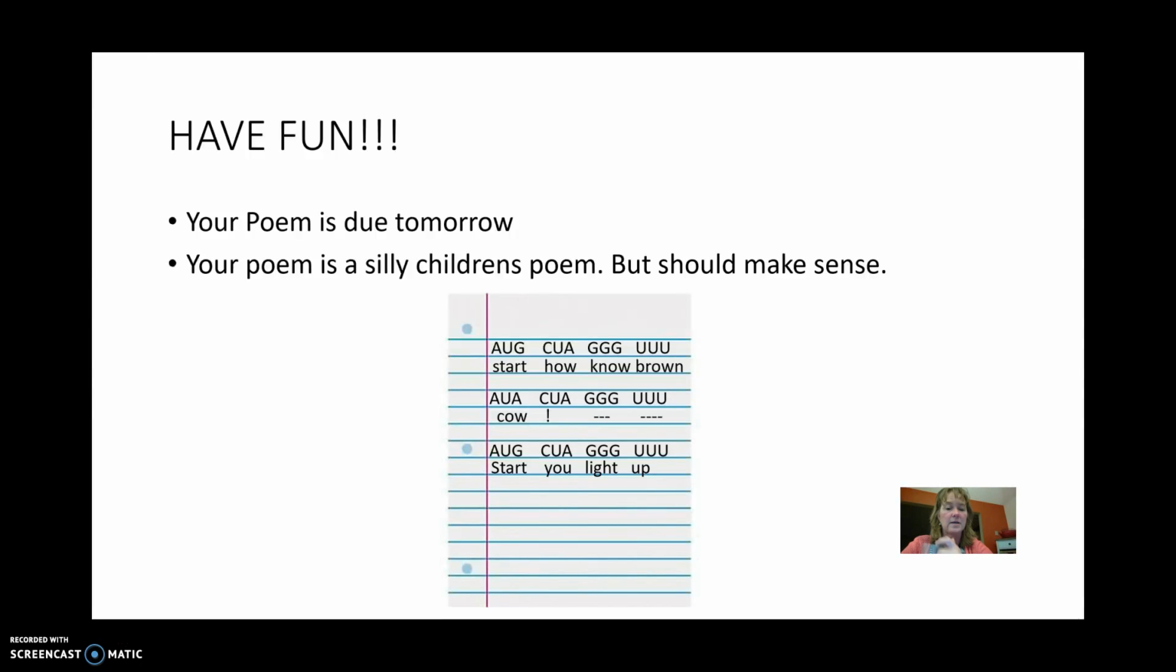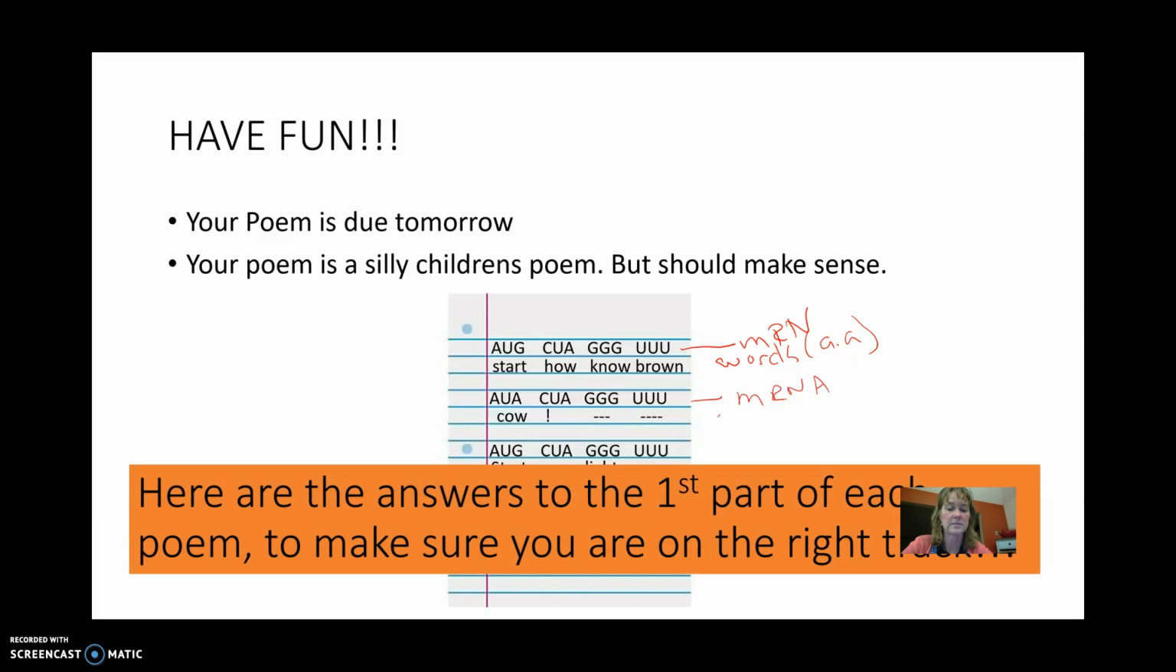The structure should look like this below, where on one line you have the messenger RNA, and the second line should be the words or the amino acids. Then you're going to skip a line, and then you will do the next however many messenger RNA codons you need to do, and the words underneath it. And so you will continue on in that pattern. I hope that makes sense, and here are some answers to both of the poems so that you make sure that you are on the right track.